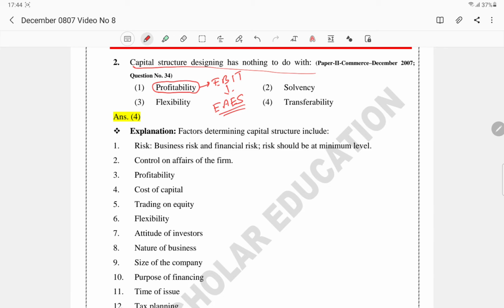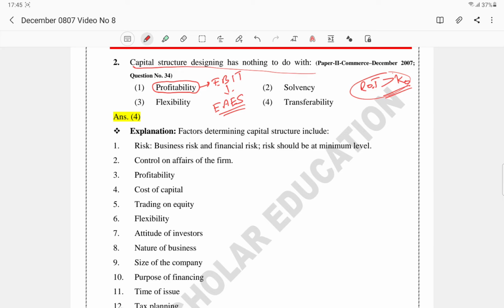Okay, because we are interested in the NPV of an investment proposal in capital budgeting decisions. So whatever money we invest in the company, our ROE should be greater than the cost of capital. Okay, so ROI should be greater than the overall cost of capital of a firm. So profitability is an important factor in designing the optimum capital structure of a company.